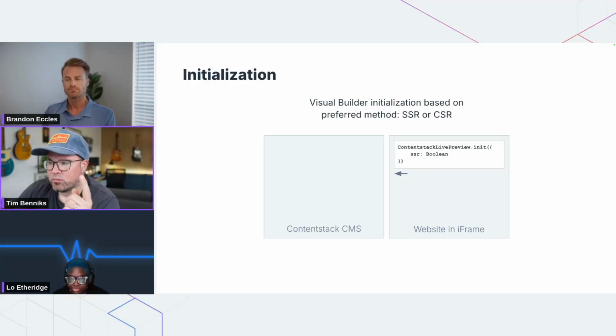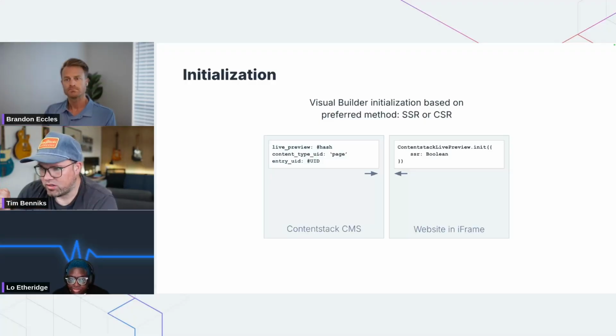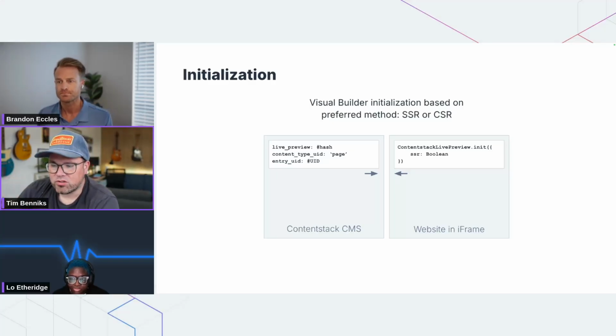But you can also set it to CSR mode, which is more event driven, and so your JavaScript would just update and fetch new content and show it. So it's a little bit more immediate. And so what happens is from the CMS to the website, based on whatever you set up, it sends you this live preview hash, the information about what type of thing you're editing, so a page or a blog or whatever, and then the UID of the thing you're actually editing.